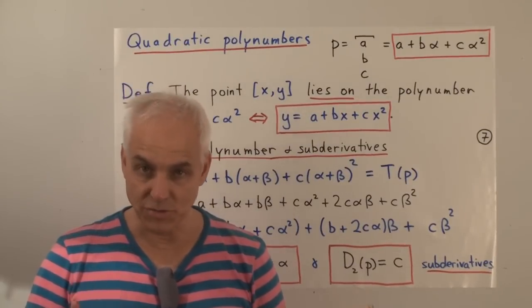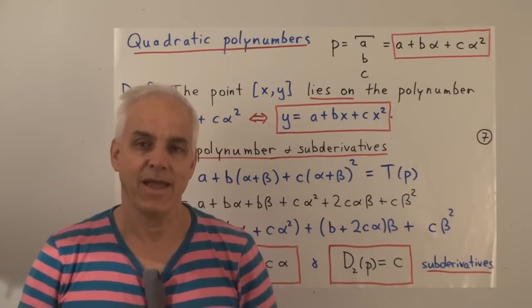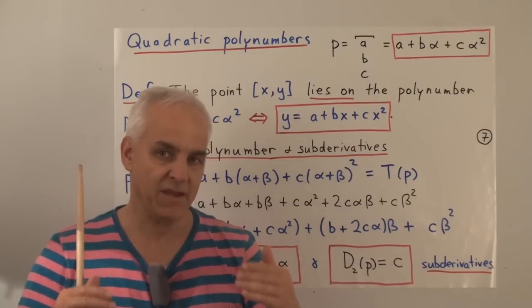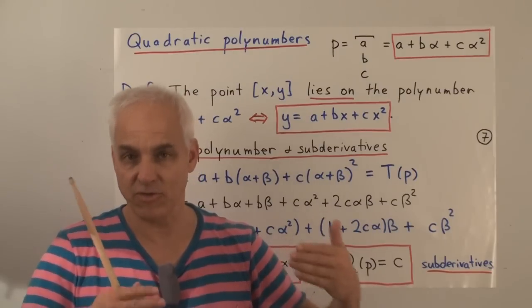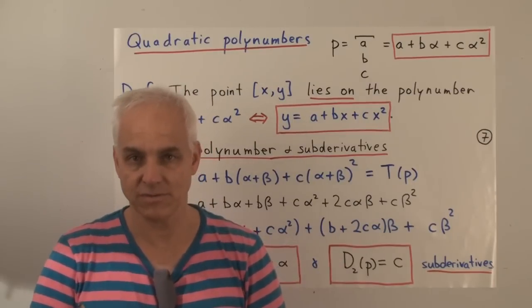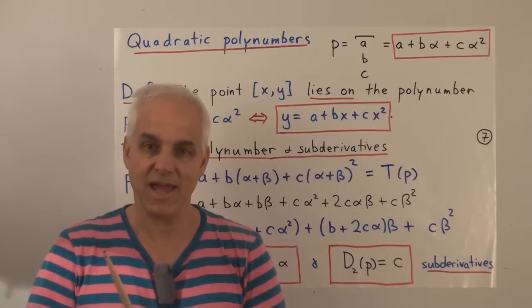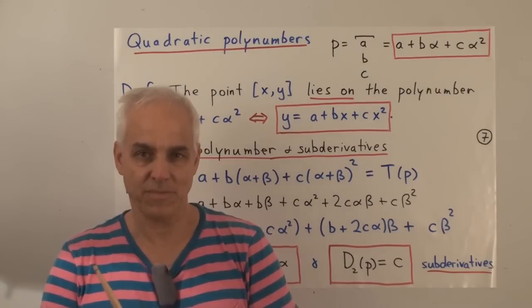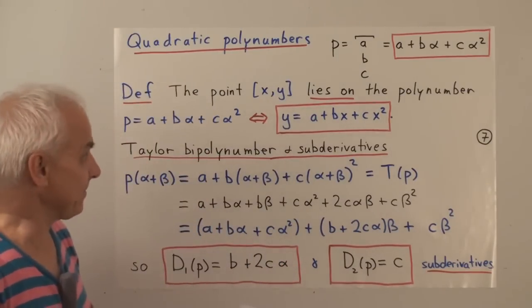So let's now introduce quadratic polynumbers, or parabolas. And we're going to derive some of the main facts about them, which follows and is in some sense a kind of a review of things that we've already done in the last few videos. So I hope this is more or less familiar to you if you have watched those videos before. But perhaps it'll be a good summary and review of those facts.